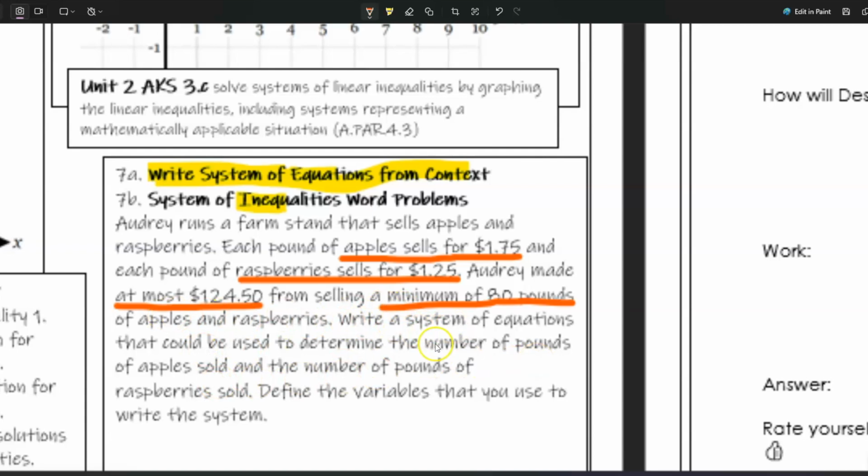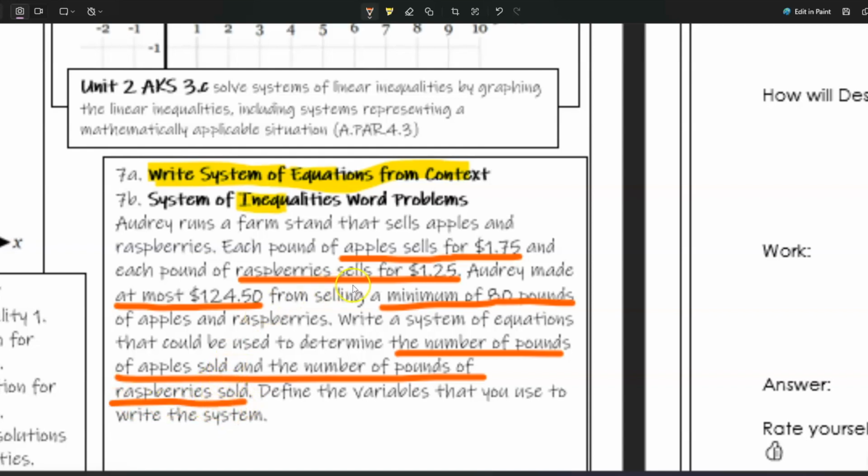Write a system of equations. This is a mistake. It should say inequalities that could represent the number of pounds, and so on. All right, define the variables that you use to write the system. So you're the one who is defining the variable. And remember, you're determining the number of pounds of apples sold and the number of pounds of raspberries sold. So that's what you are doing when you determine your variable.